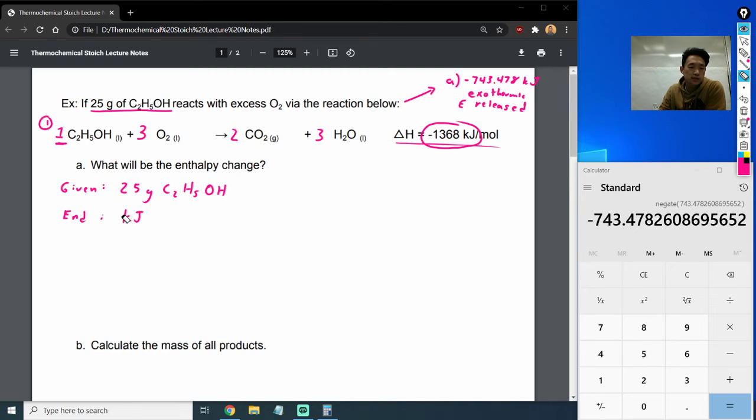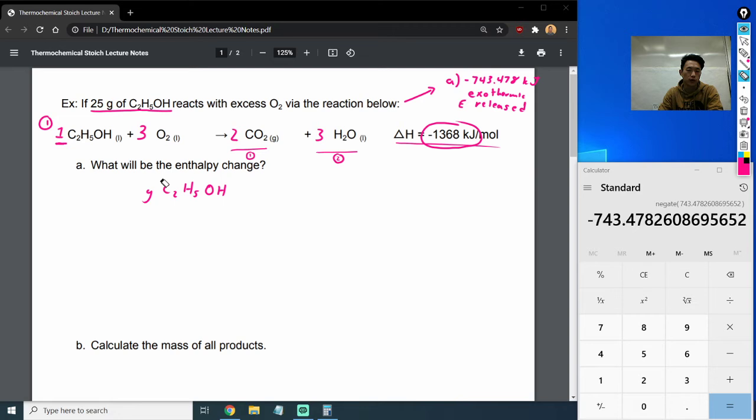So the given is still the same here. The given is still 25 grams of this compound, but we just need to find the mass of all products. Products are chemicals on the right side of the equation. The right side of the equation has CO2 and H2O, so we're going to have to do a stoichiometry problem for that one and a stoichiometry problem for that one. So that's going to be our two endpoints.